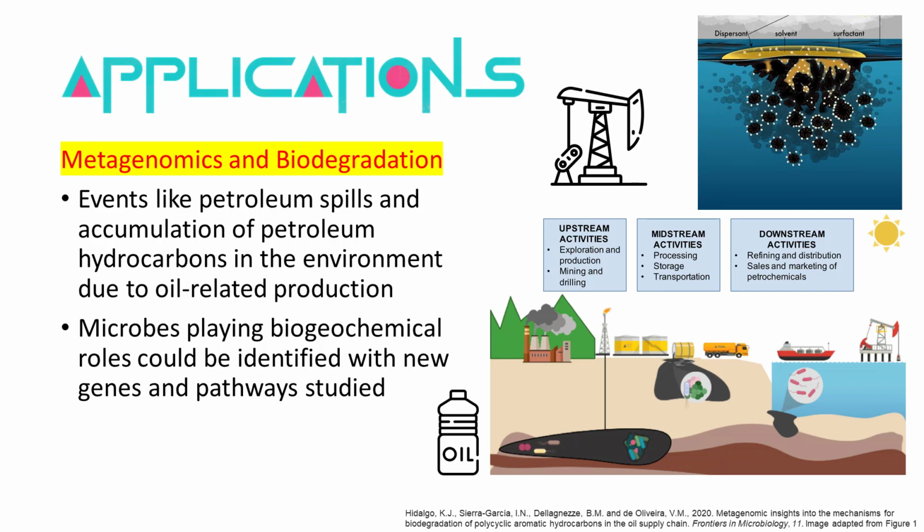Given the presence of microbes that naturally participate in biogeochemical roles, through metagenomic sampling we are able to identify new genes and pathways from microbes that help us to better deal with biodegradation.